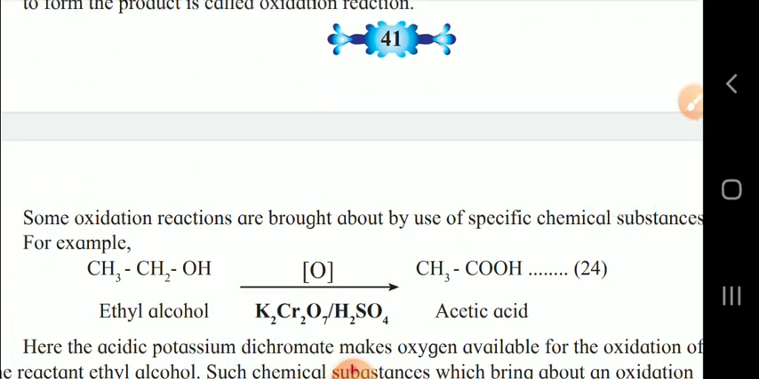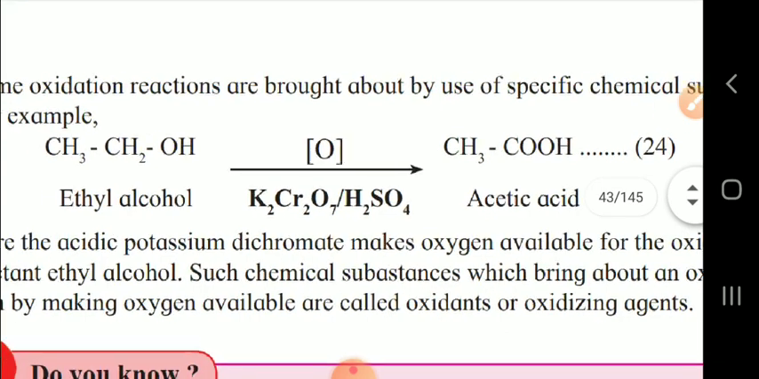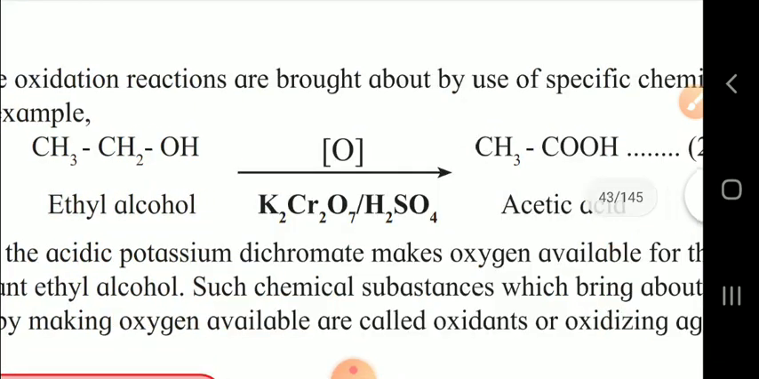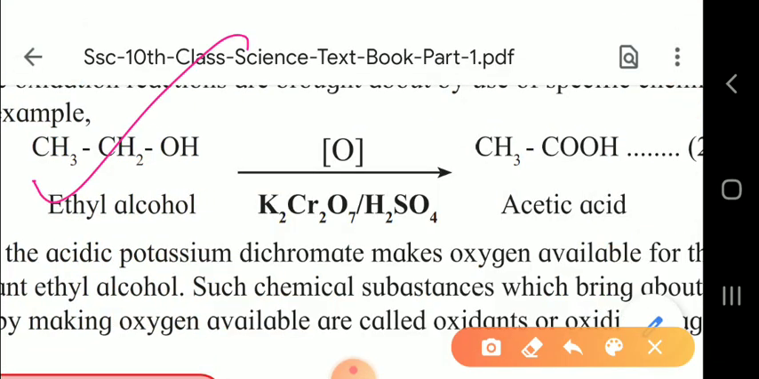Now we'll see the next reaction, children. This is the next reaction.